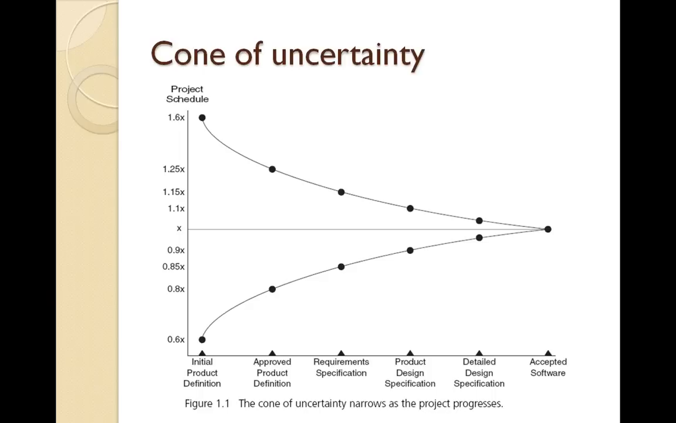So we always need to understand that as we go along, the cone of uncertainty narrows down and we will have more and more assurance. But what we are trying to do is predict at a very initial stage, and we need to be mindful that there is a cone of uncertainty involved at this stage.